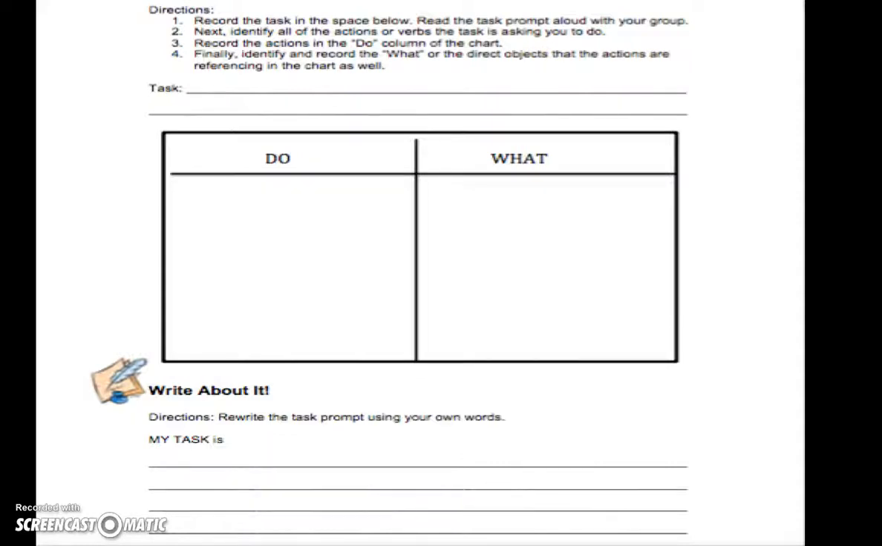The last step on the do-what chart is to write about it. Use what you've recorded in your chart to rewrite the task prompt in your own words. This ensures you understand what the task is asking you to do.